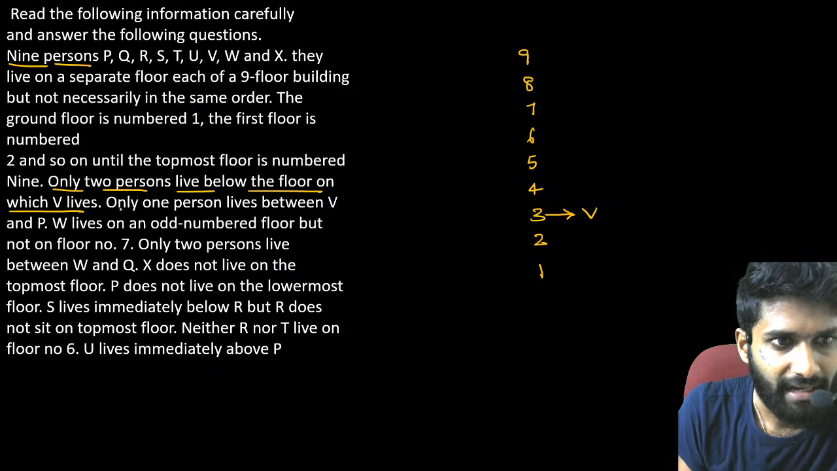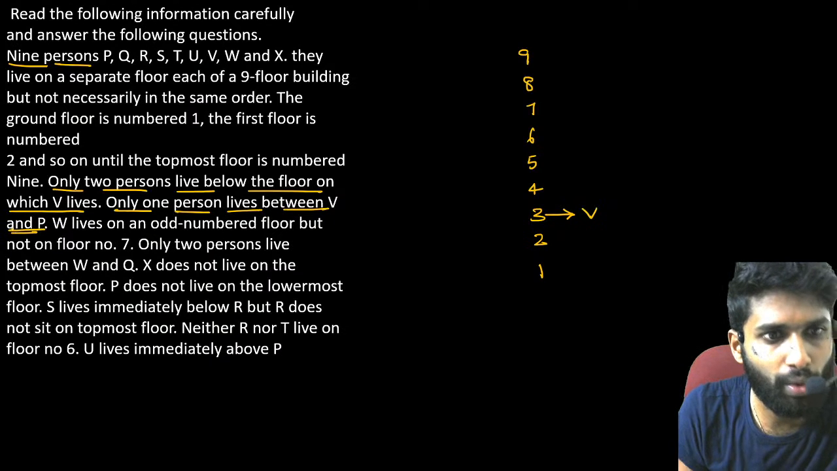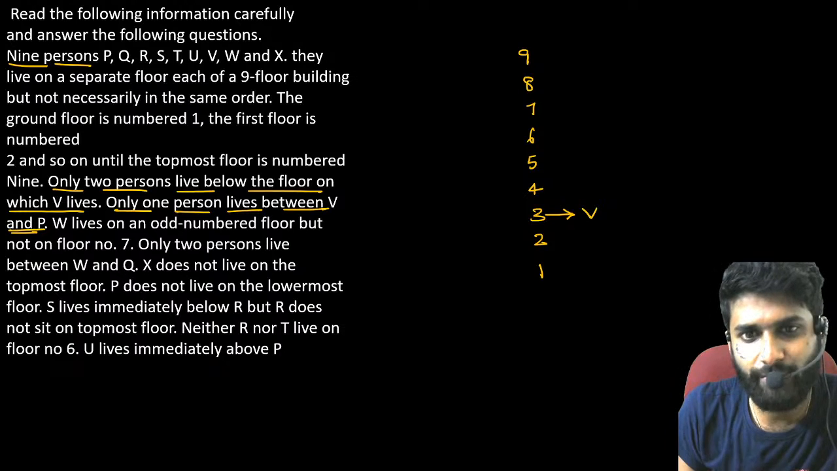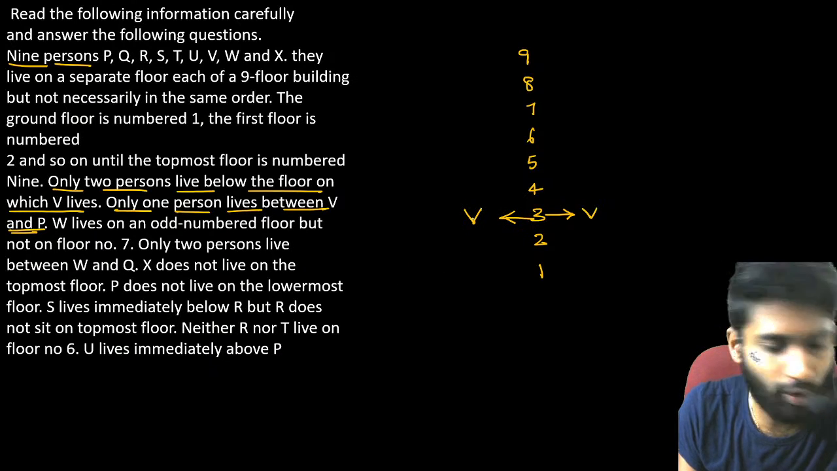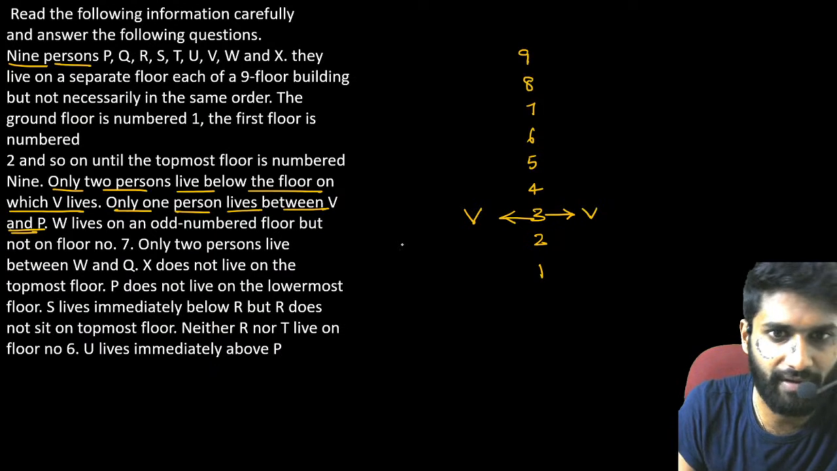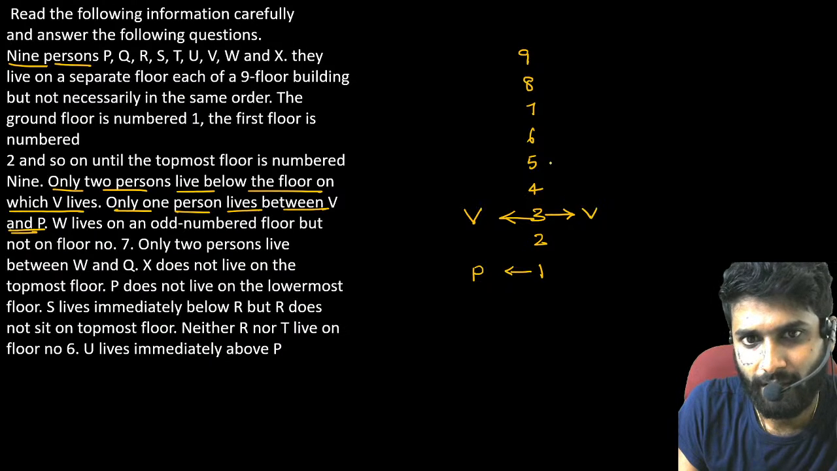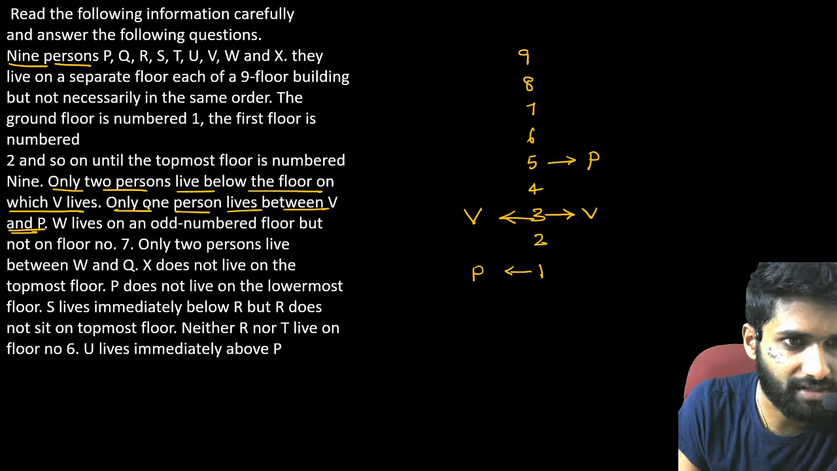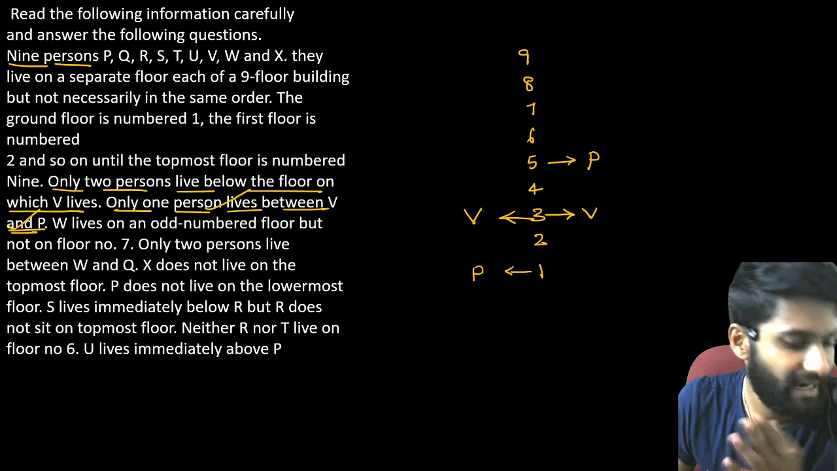Next one. Only 1 person lives between V and P. I take a second possibility, because we don't know whether P is above V or below V. So only 1 person between V and P. Take it as a second possibility here. Now P is confirmed on the fifth floor. So we have completed the entire second point also.